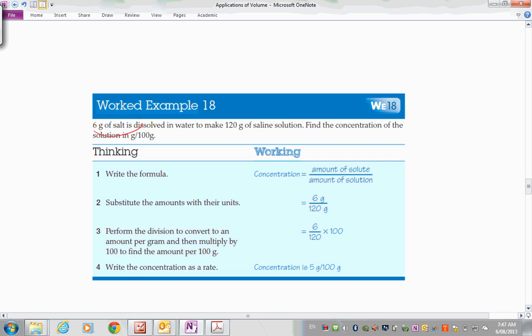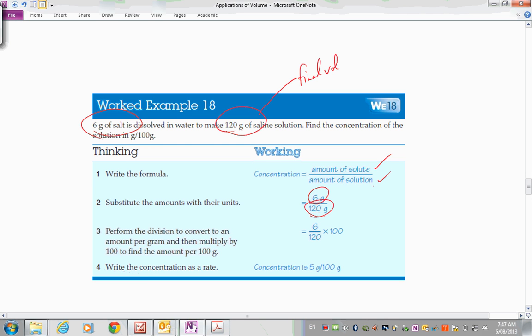6 grams of salt is dissolved in water to make a final volume, not the water we had to start with, of 220 grams of saline solution. This is often used for washing out eyes and things, maybe wounds as well, so you don't want it too strong. So the concentration is the amount of solute over the amount of solution. This time it's grams per grams of solution. Okay, so it's 5 grams per 100 grams here.